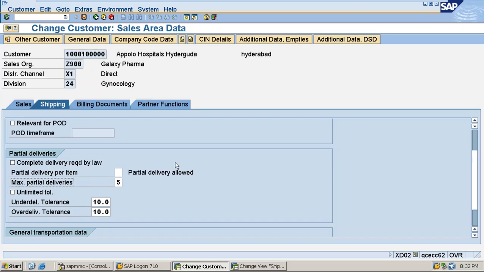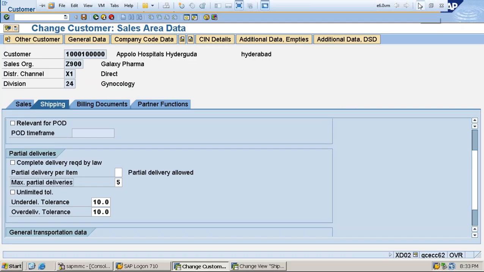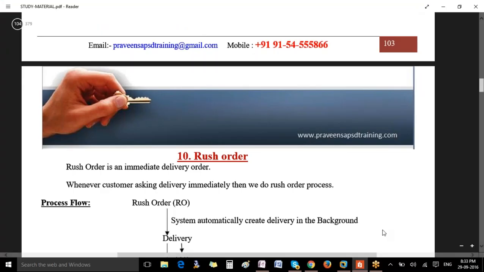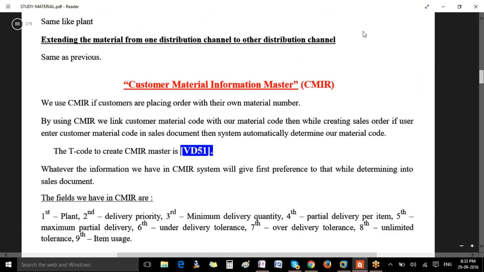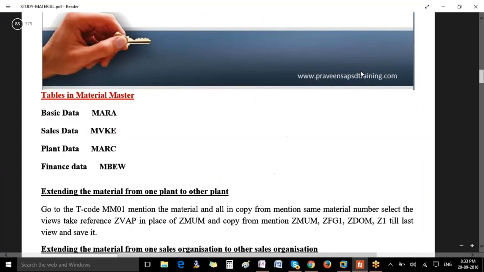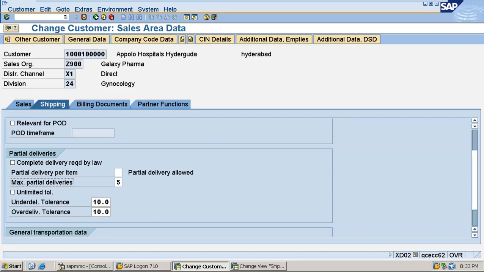SAP allows you to do 9, but if I am talking about a specific customer, then it is whatever value you maintain in the maximum partial deliveries. If for my customer it's only 5, the answer is it depends upon the maximum partial deliveries for that particular customer, whatever you maintain. So that's the answer. You can go through the document; you'll find that question and answer in the document also. Okay, the next is unlimited tolerance.